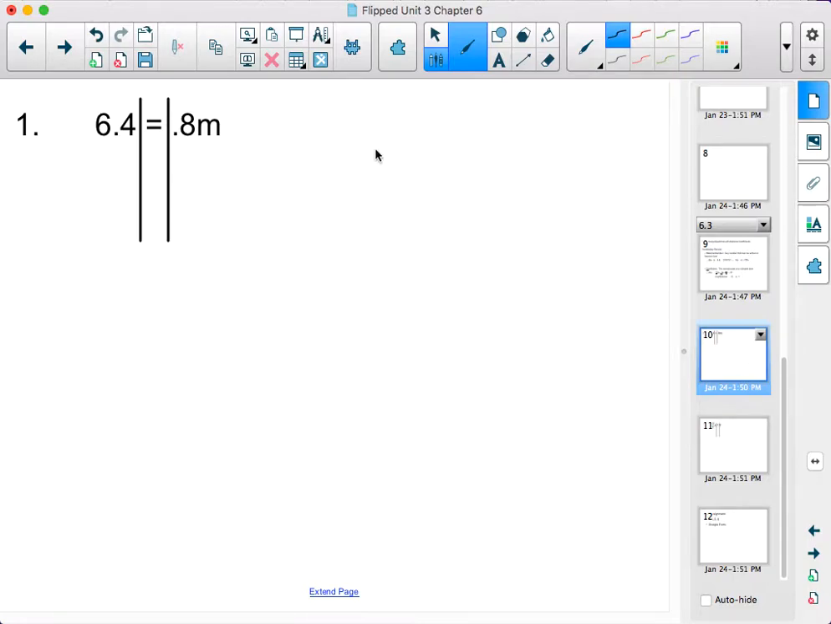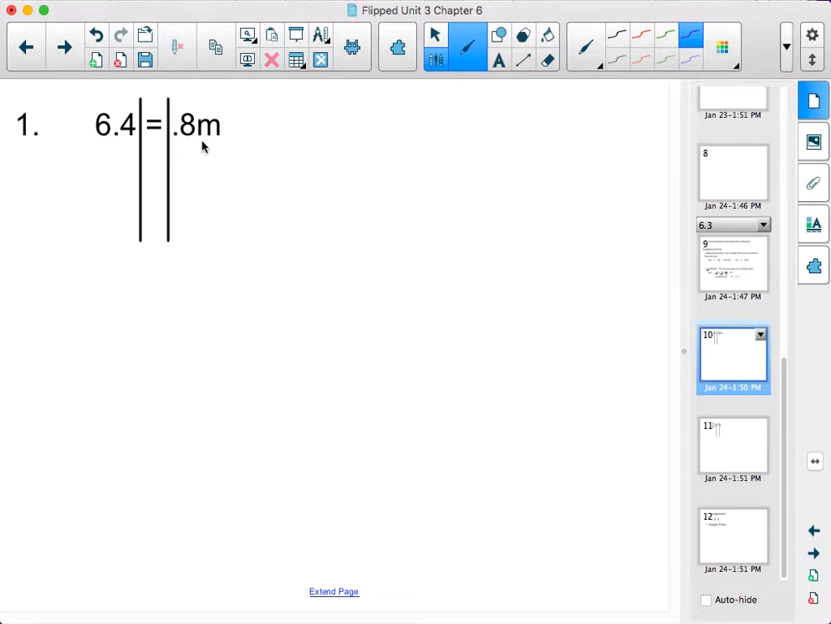Your first problem, this is number 1 in your notes. It is 6 4/10 equals 8/10 m. You can see that I already started by putting my train tracks there. And we go through our battery of questions. The first question says, which side is the variable on? The variable's on the right. What's with the variable? That's my 8/10.